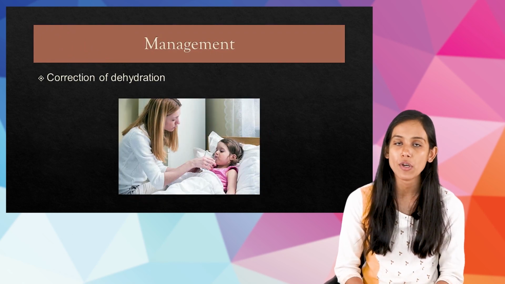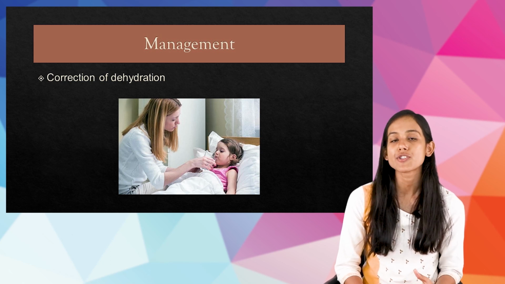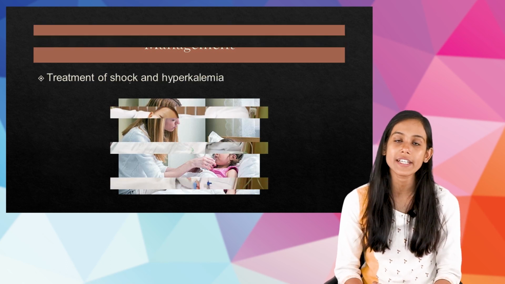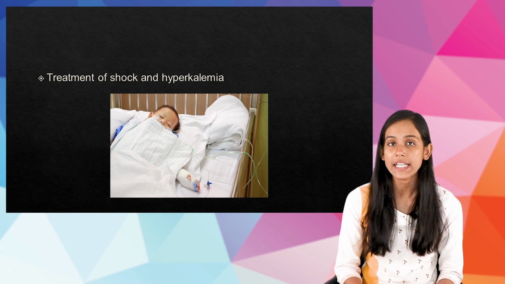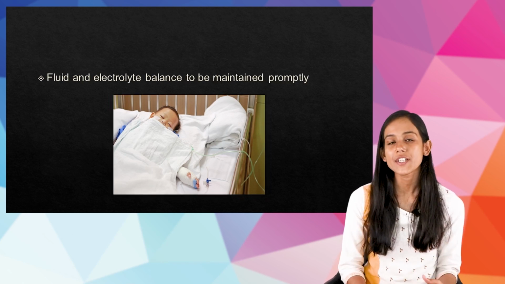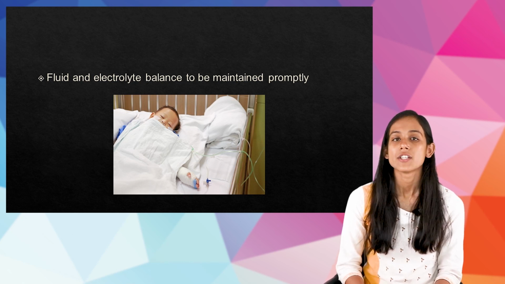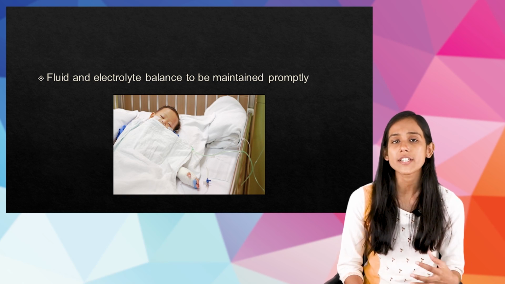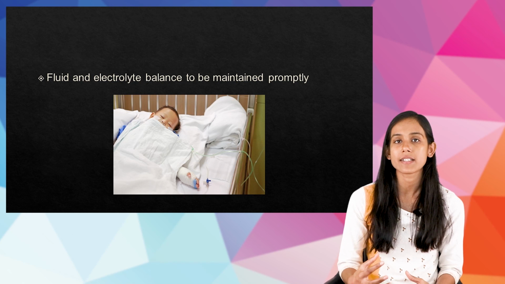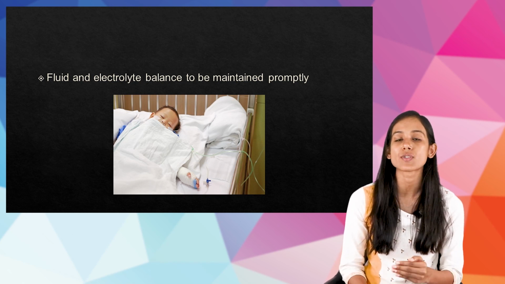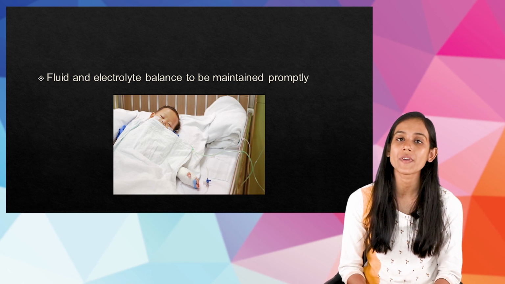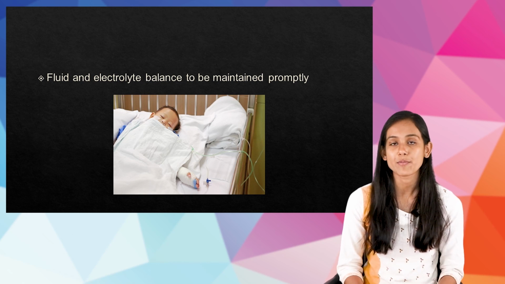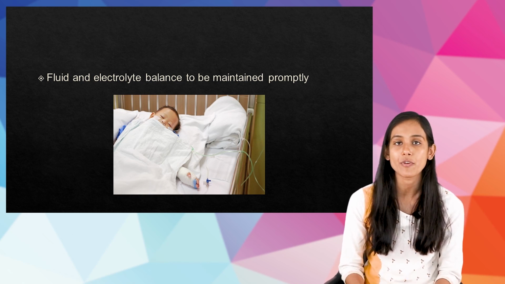Now moving on to the management of acute renal failure. The management should be based on the underlying causes, and we have to correct the dehydration, correct if there is shock or hyperkalemia. First we would focus on fluid and electrolyte balance. For that you have to calculate the fluid requirement properly. The child should not get too much fluid, because the kidney is not functioning properly and there is less urine output. So we have to calculate what the fluid requirement for the child is, and only then should we provide the fluid.